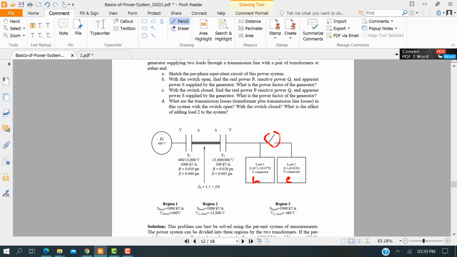Now the circuit is divided into three regions. Region 1 is just before the transformer, region 2 is between the two transformers and includes the transmission line, and the load section after the transformer is specified as region 3. All the values are given here.